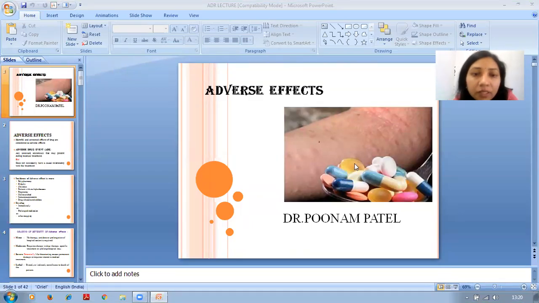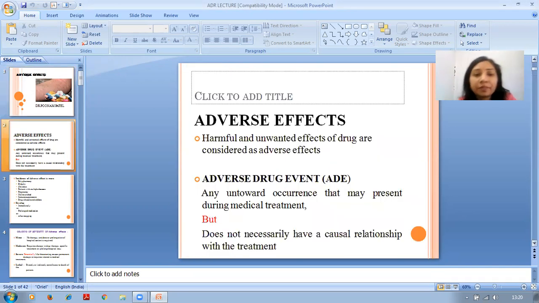In this lecture, we will discuss adverse effects and the different types of adverse effects due to drugs. Adverse effects: harmful and unwanted effects of a drug are considered adverse effects. When we talk about adverse effects, that means they are always undesirable and unintended. Adverse drug event: any untoward occurrence which may occur during medical treatment, and does not necessarily have a causal relationship with the treatment.